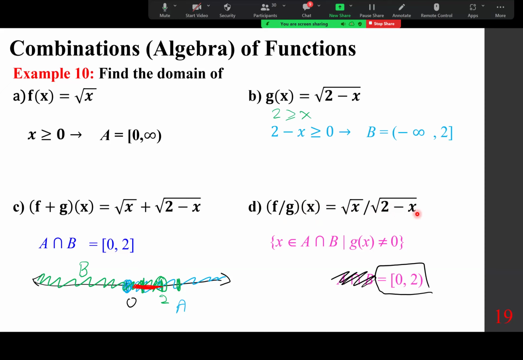So this can't be 0. So you set this equal to 0. It's 0 when x is 2, and you exclude that. So how do you exclude the 2 from here? Bracket changes to parentheses. Pay attention. This is closed interval. That means 0 is included, 2 is included. This is half closed, half open, meaning 2 is not included.